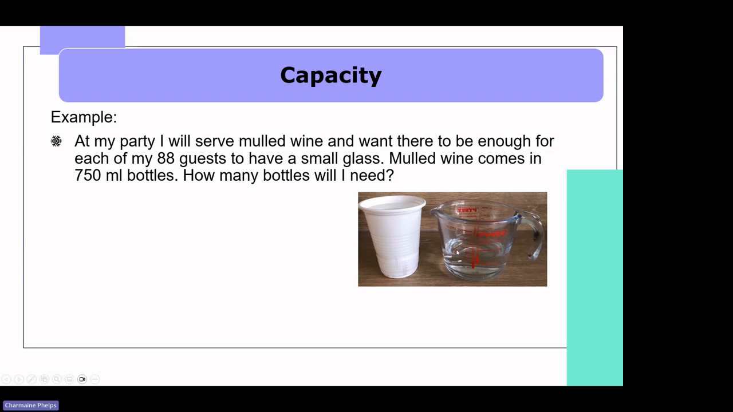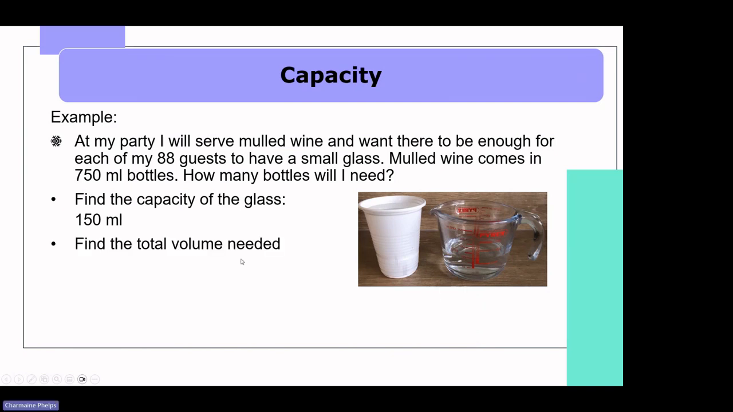The first thing I need to know is what's the capacity of my cup. So although I could do that by calculating the volume of a cylinder, perhaps more straightforward in my kitchen, I can just get a measuring jug and I can pour in and see how much is left in the jug. So the capacity of the glass, this glass in particular, is 150 mils. The total volume I need for my 88 guests. Okay, so the total volume we need is 150 milliliters times the 88 people. I've then got my total 13,200 milliliters.